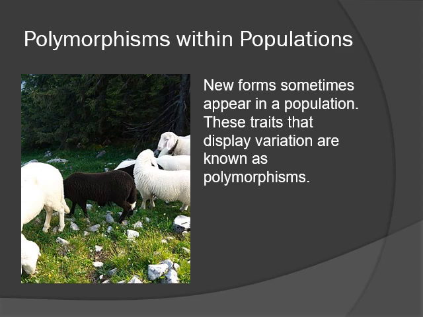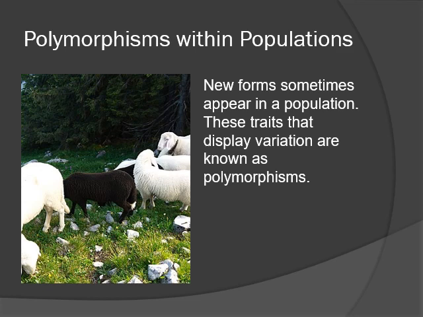You get lima beans. You need changes, and those differences, those new forms, are called polymorphs. Poly means many, morph means form. So new variation in a population is called a polymorphism.